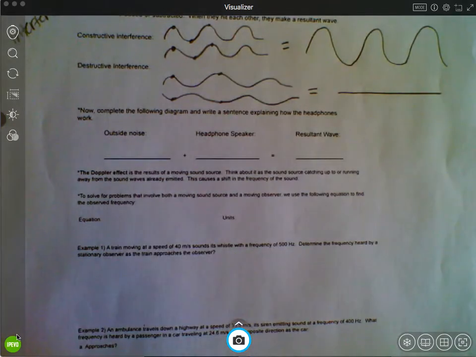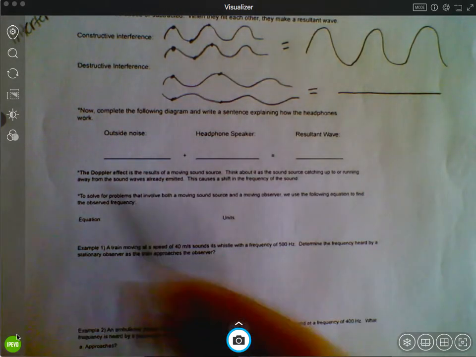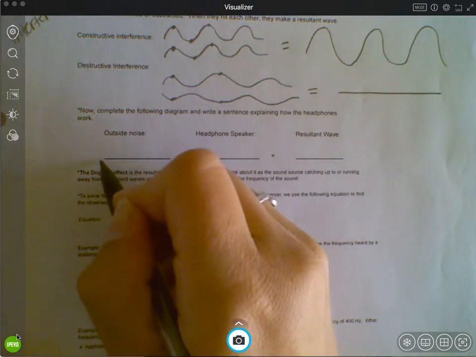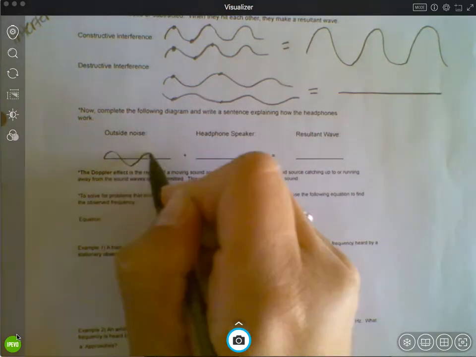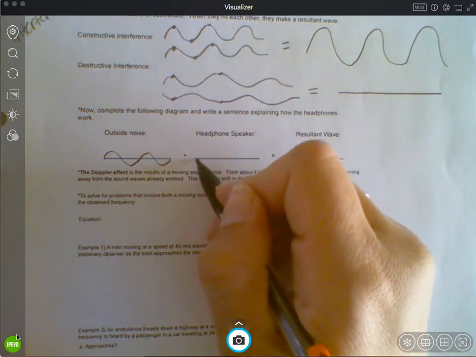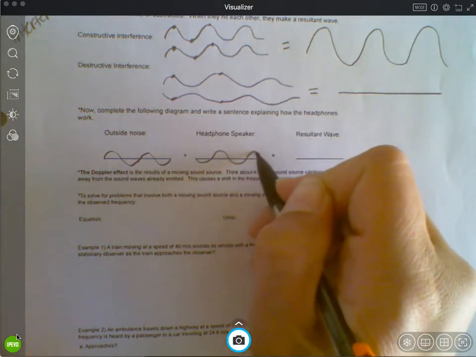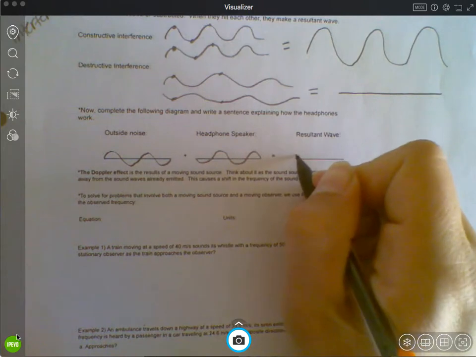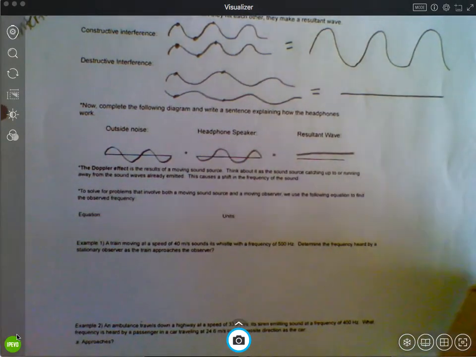So now complete the following diagram and write a sentence explaining how the headphones work. Okay, so there's going to be outside noise. Let's say that the wave comes in like this. The headphone speaker is going to send out a wave that is the exact opposite. Okay? And the resultant wave will just be flat. And so that's how it cancels it.